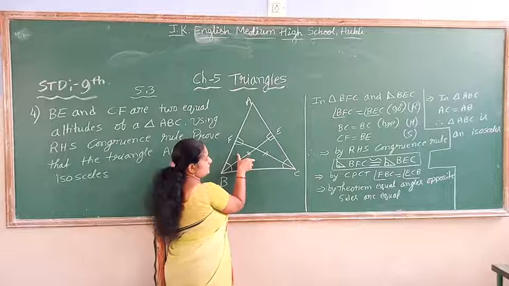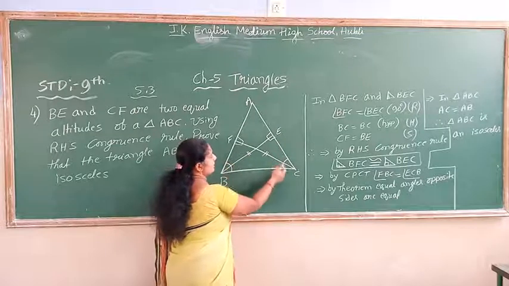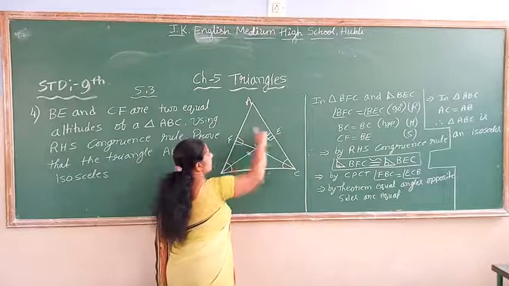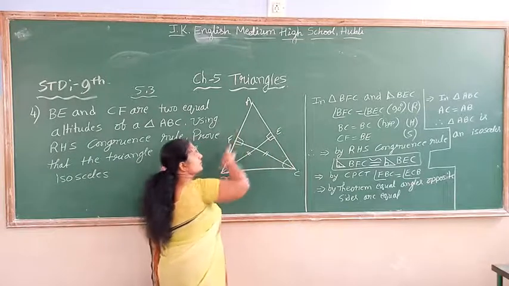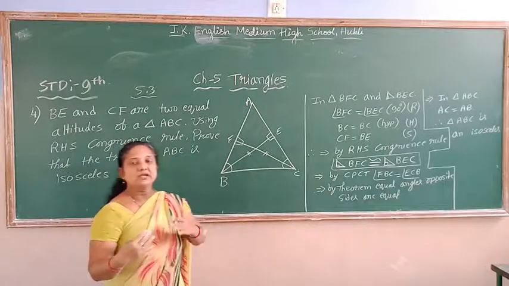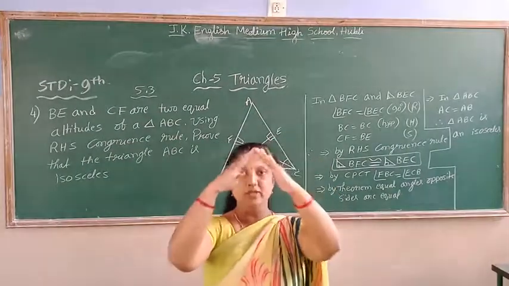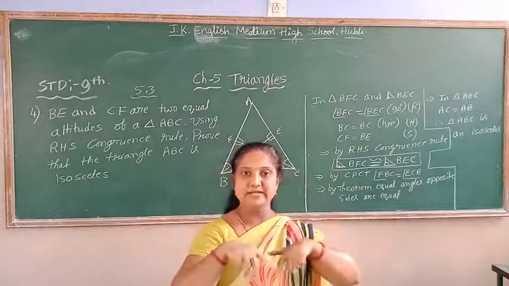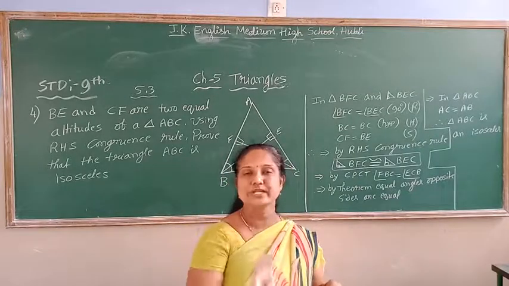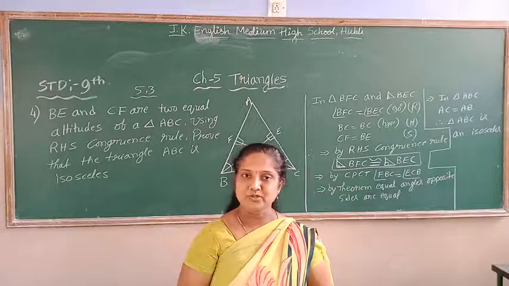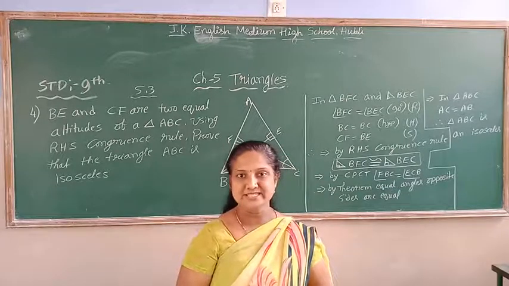So these two triangles are congruent, which means the corresponding angles are equal. Corresponding angles are equal means, by the theorem, equal angles, opposite sides are equal. So in triangle ABC, equal angles, opposite sides are equal. So we prove those two sides are equal. If two sides are equal in a triangle, it becomes an isosceles triangle. Children, this only they told us to prove. Okay children, write down.